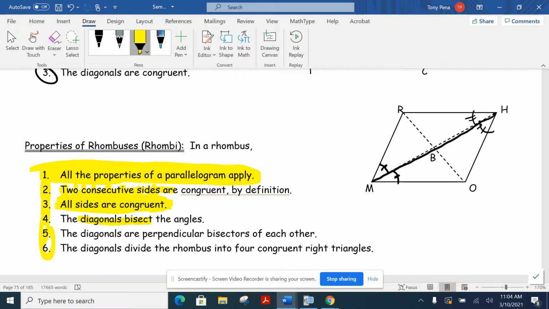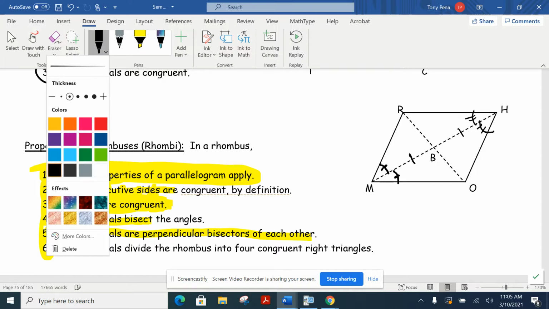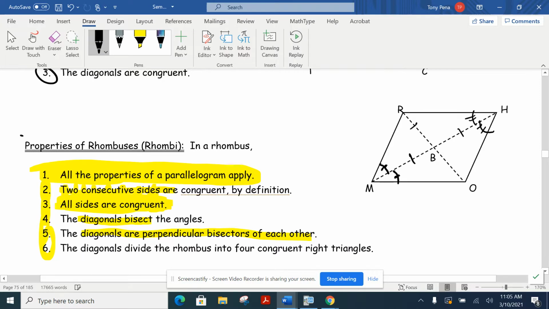Number 5, the diagonals are perpendicular bisectors of each other. So we've talked about diagonals bisecting each other. So this segment is congruent to this one, and then this segment is congruent to this one. So they're still going to bisect each other, but they're also perpendicular to each other. So in a rhombus, this has to be a 90-degree angle because they're perpendicular and they're cutting each other in half.